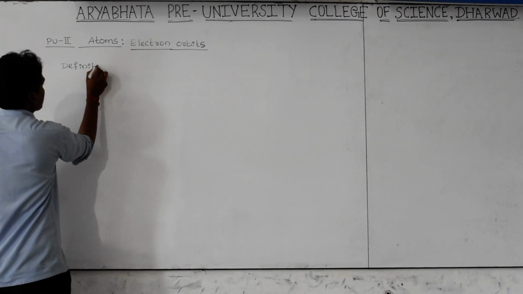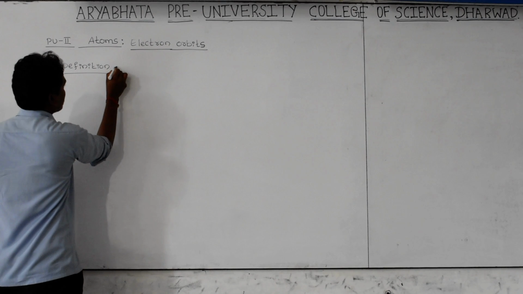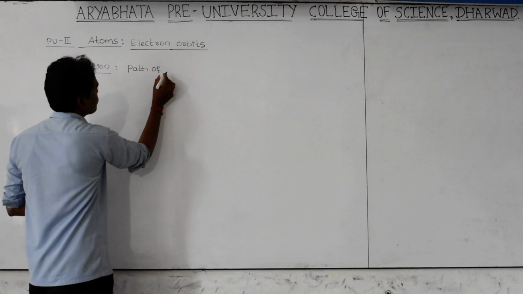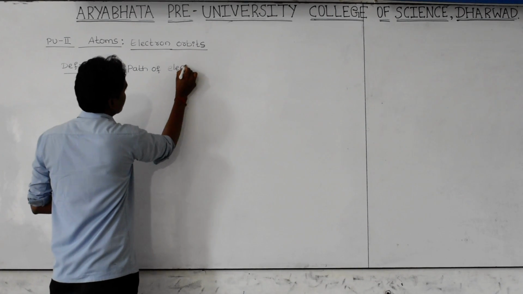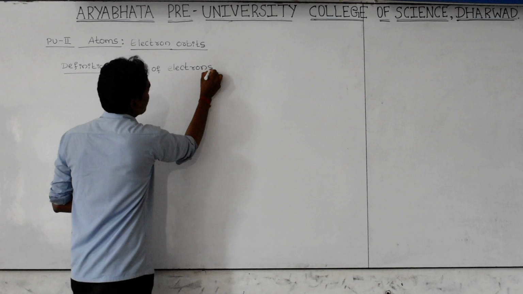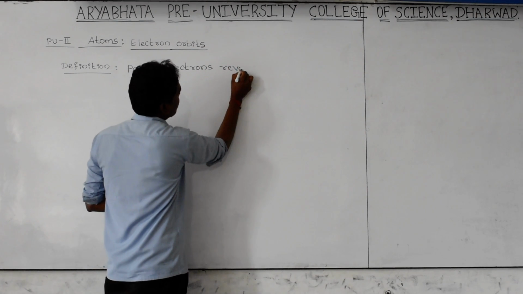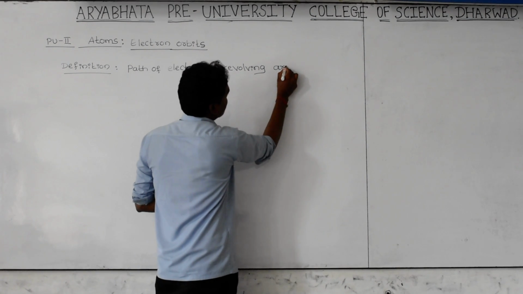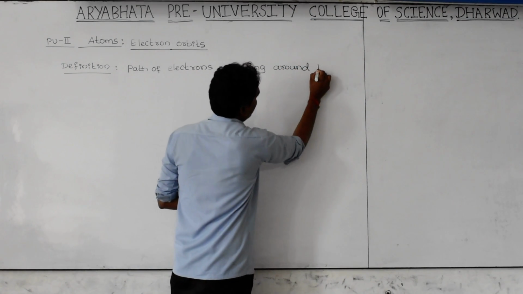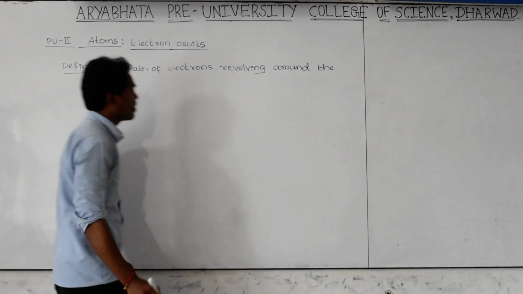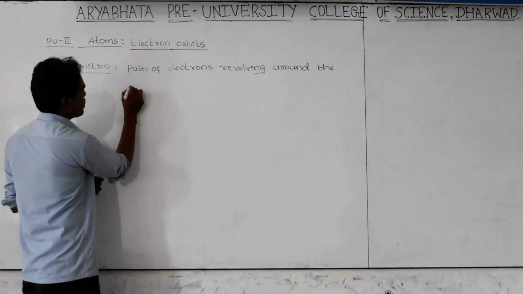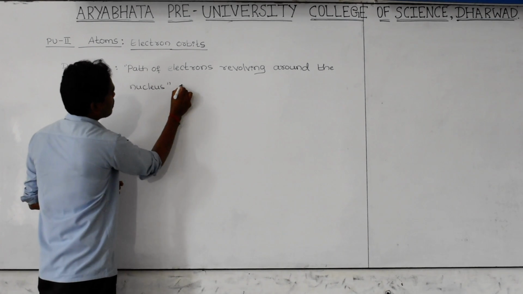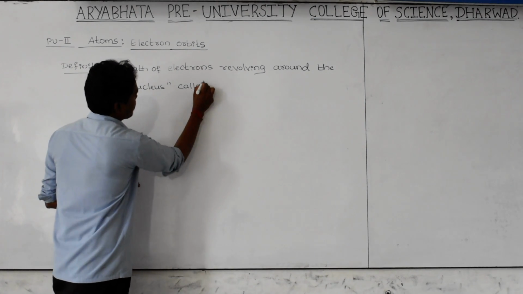The definition of electron orbits: the path of electrons revolving around the nucleus is called electron orbits.